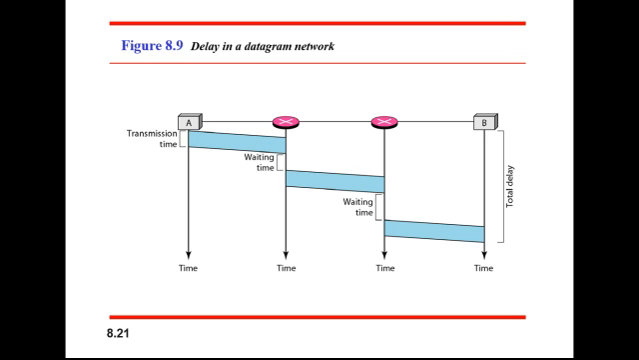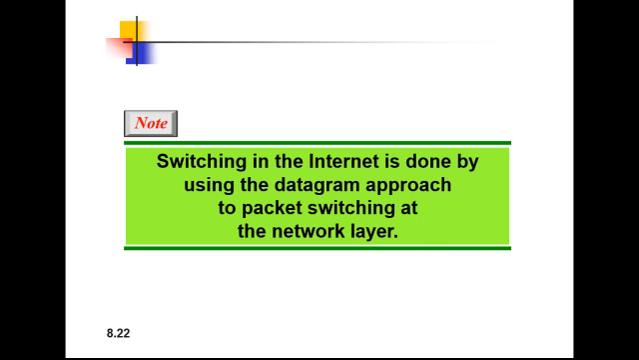So at each intermediate switch, the packet spends some time in the input queue to be served. As a result, the delay in a datagram network is a bit higher compared to circuit switch networks. Switching in the internet is done by using the datagram approach to packet switching at the network layer.